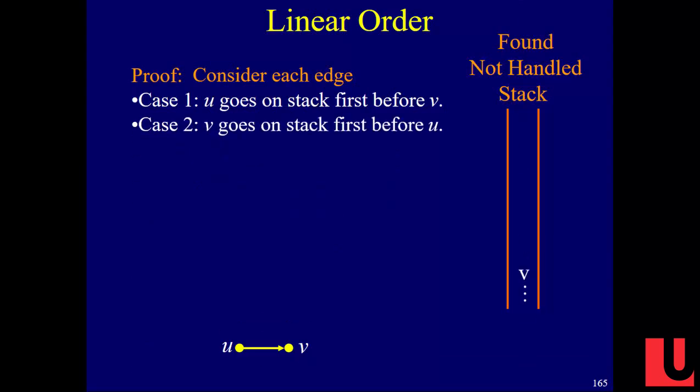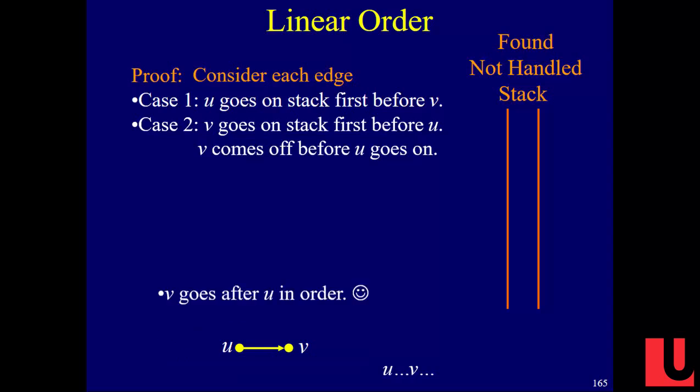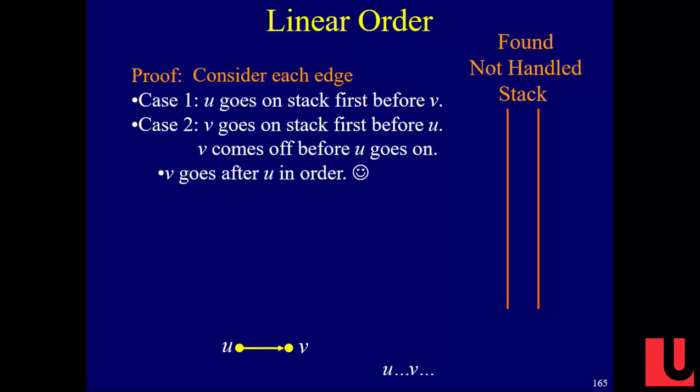Let's go for case 2. Case 2, V goes on first. All right? So now let's have some subcases. Let's say that V happens to come off first, and then U goes on, and then U comes off, and we get the right order. Right? Everybody good with that? Second case. All right, so now let's give our third case.